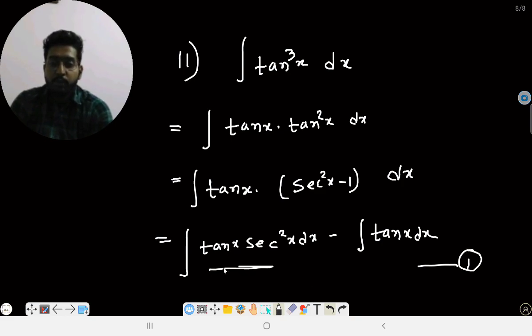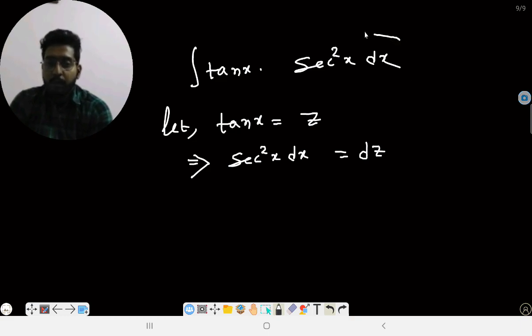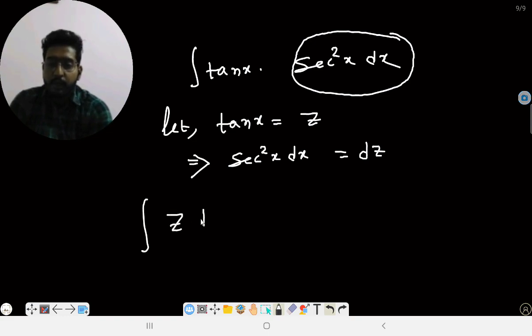Now there are two parts. First one you can see tan x into sec square x dx. Now how to solve this one? Let tan x equal to z. If I differentiate this one, it will become sec square x dx equals dz. So this part sec square x dx becomes dz, so it will be integration of z dz.